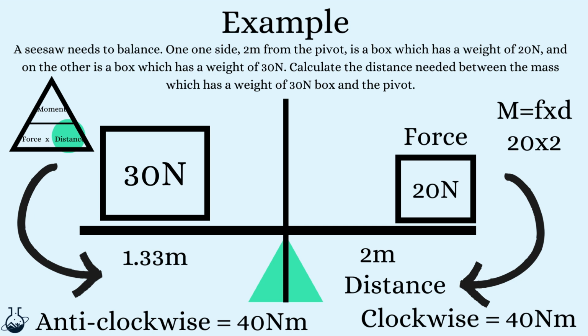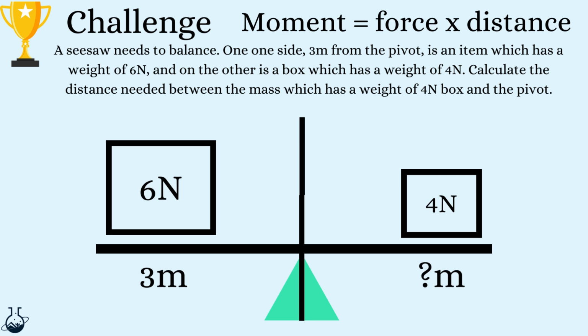Phew! Let's try again, so feel free to join in for the challenge. A seesaw needs to balance. On one side, 3 meters from the pivot, is an item which has a weight of 6 newtons, and on the other is a box which has a weight of 4 newtons. Calculate the distance needed between the mass, which has a weight of 4 newtons, and the pivot.